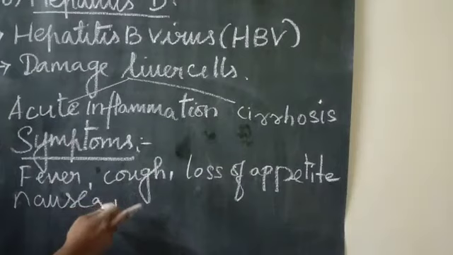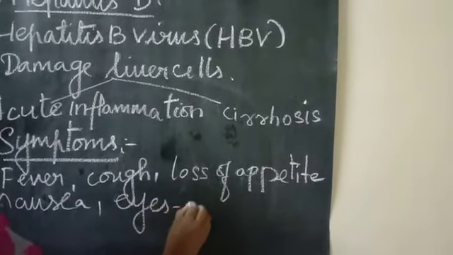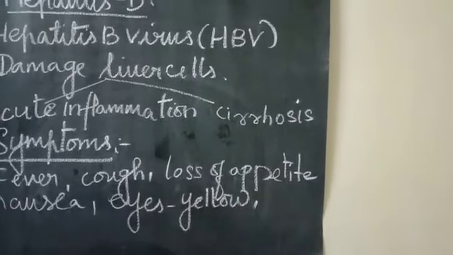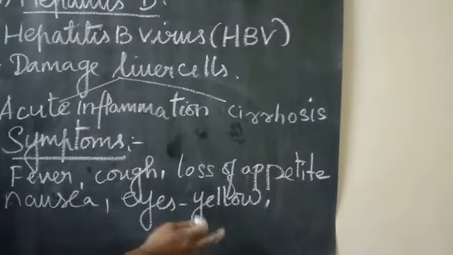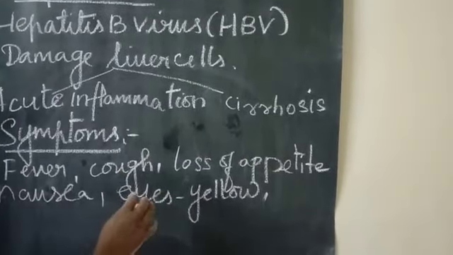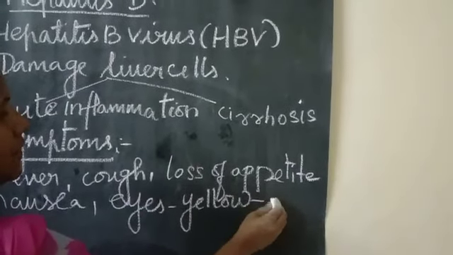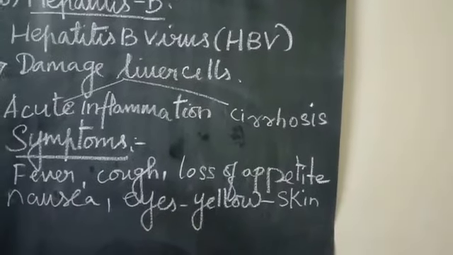And the yellowness of eyes. That is, your eyes become yellow, like jaundice. Even the skin will become yellow. Both your eyes as well as your skin will become yellow in color.